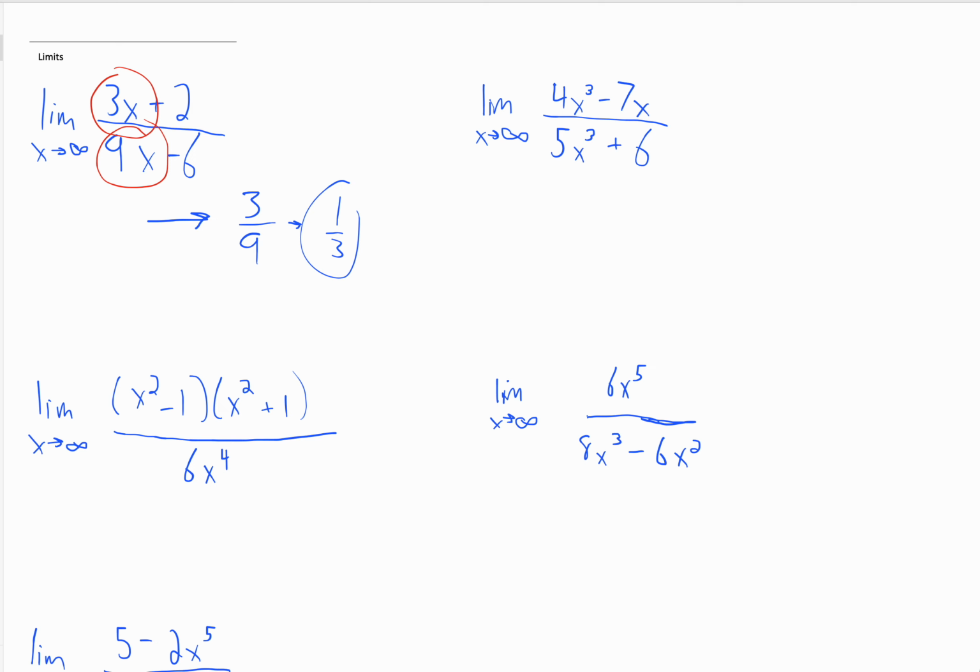And I can use the same rule in my next one, right? The highest power in my numerator is 3, and the highest power in my denominator is 3. And so the limit is going to be the ratio of their coefficients. So I'm going to have 4/5 for the limit here.